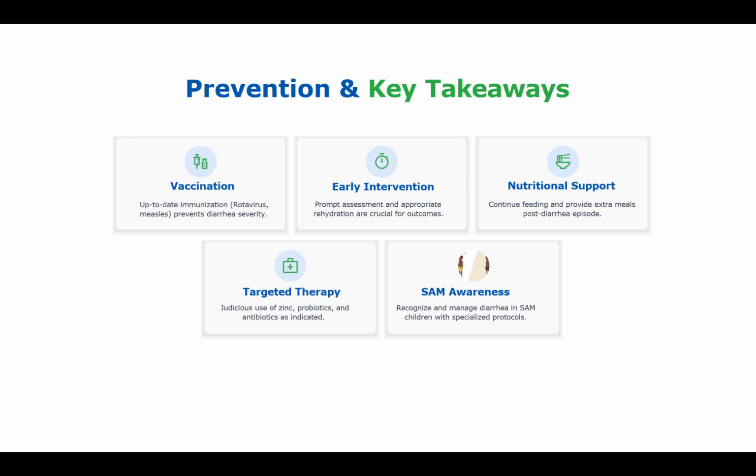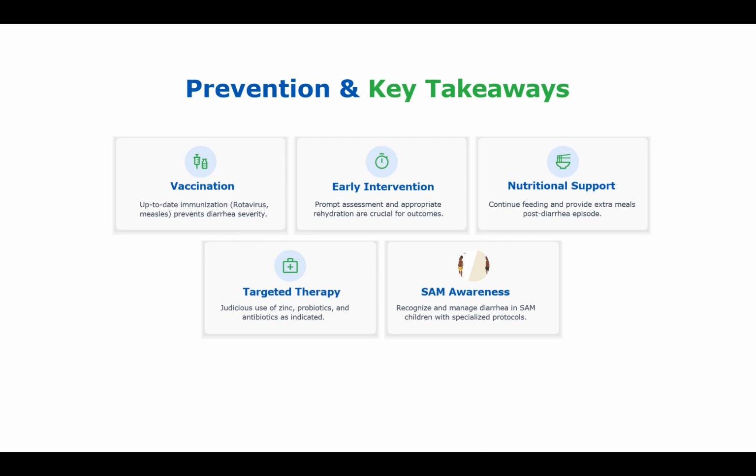To conclude our presentation, let's summarize the key takeaways and emphasize the importance of prevention. Firstly, vaccination is a cornerstone of prevention. Ensuring children receive up-to-date immunization, especially for rotavirus and measles, significantly helps in preventing diarrheal diseases. Secondly, early intervention is paramount. Prompt and accurate assessment of dehydration status, followed by appropriate rehydration therapy, is crucial to prevent adverse outcomes.